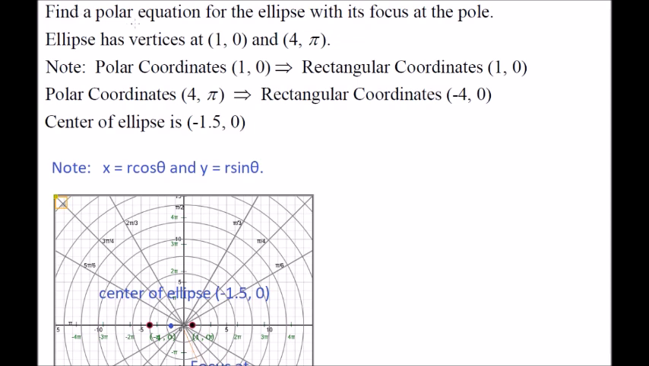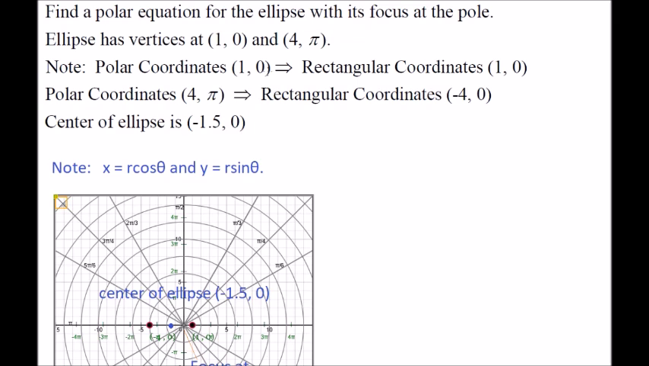And so here we want to find a polar equation for the ellipse with the given vertices at the polar points (1, 0) and (4, pi). And since we're dealing with the polar equation for the ellipse, the focus will be at the pole, or at the point (0, 0). Let's find the corresponding rectangular points for these polar points. So this is the polar point r equal to 1, theta equal to 0.